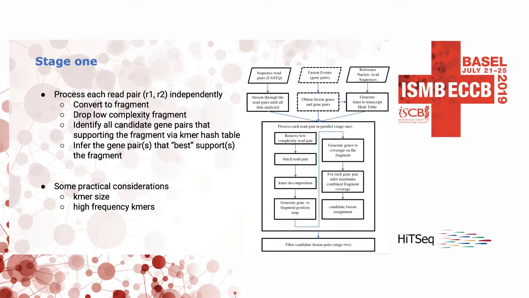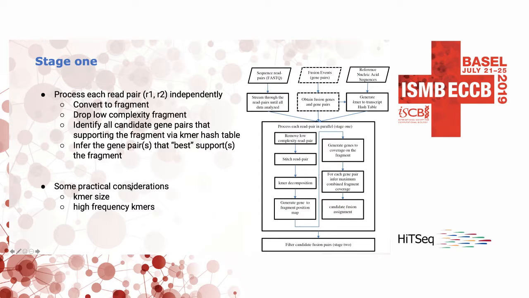So for stage 1, simplistically speaking, we process each read pair independently, so this can be highly parallel. What we do step by step is we first convert the read pair to a fragment, then drop low complexity fragments, then identify all candidate gene pairs that support the fragment via the k-mer hash table. Then we infer the gene pair that best supports the fragment, which I will explain later.